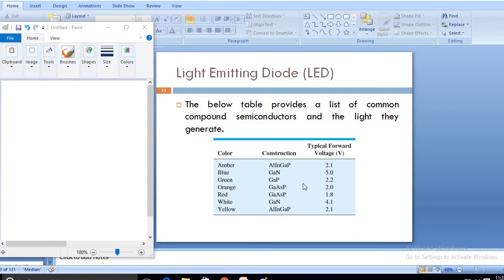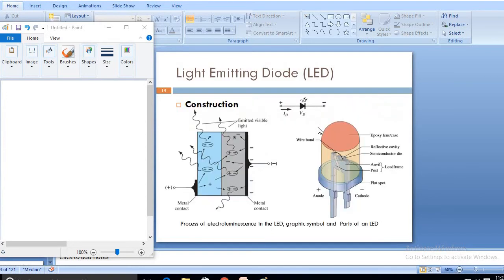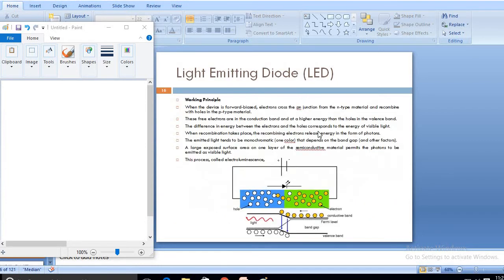You just have to remember these things. These are the different semiconductor constructions of LEDs and their respective colors and voltages. You should remember the construction part and the working principle. That's it from this. So let us move towards the working principle of LED.